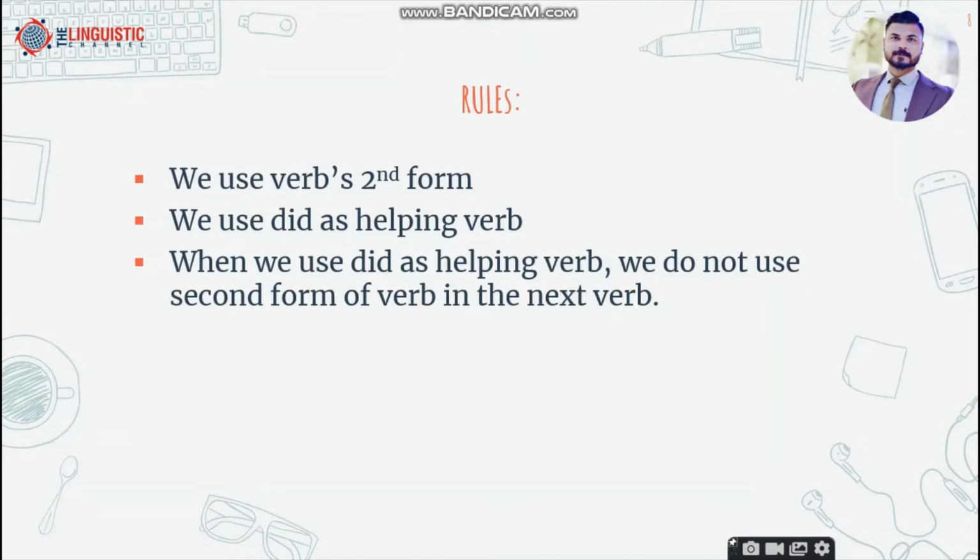So it is a rule of English grammar that when we have already made additions in a verb, the next verb won't be affected at all, right? Next verb के अंदर verb की first form आ जाएगी, ठीक है? So the same thing is here, that when we use did as a helping verb, we do not use the second form of the verb in the next verb. Next, let's get some examples.